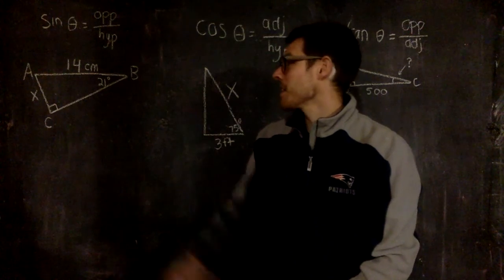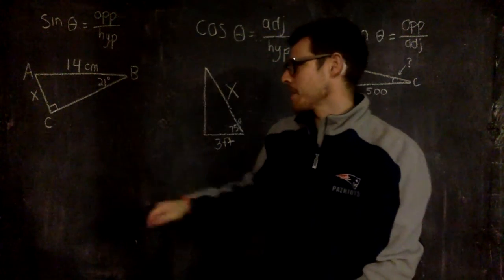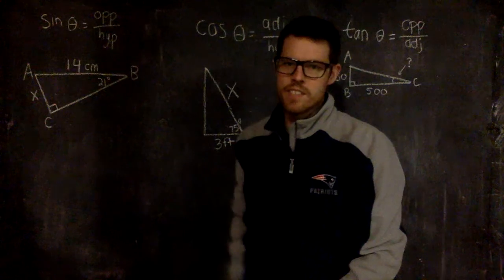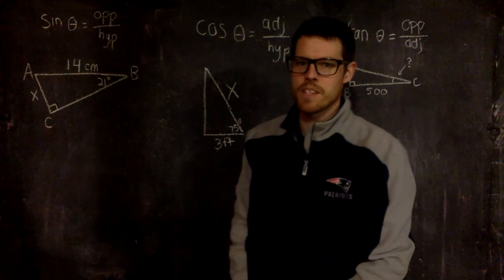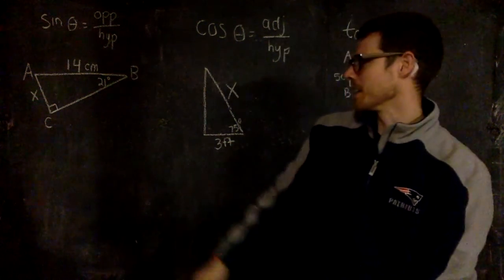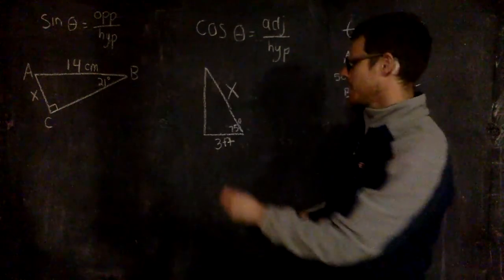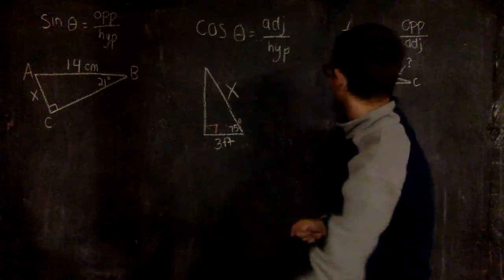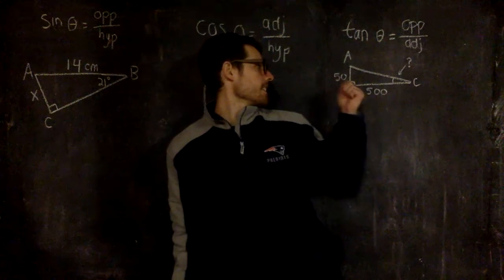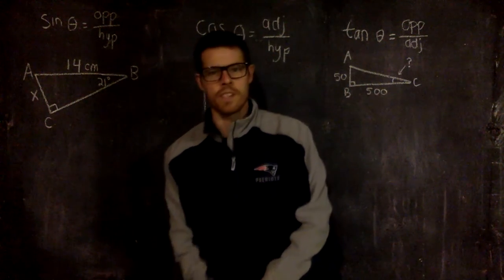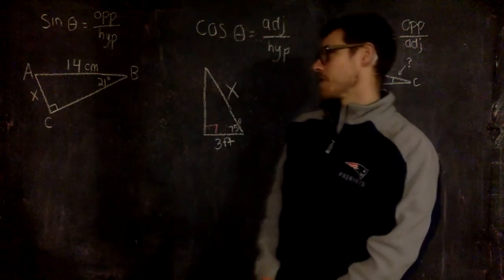And you can see I already have a few of the notes labeled up here in a type of triangle that you'll see. Notice every single one of these triangles has a right angle. I have a 90-degree angle here, here, and here. You can only use these trig functions if we're working with 90-degree triangles.